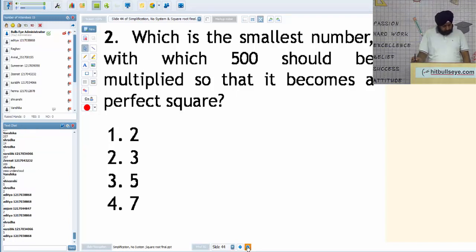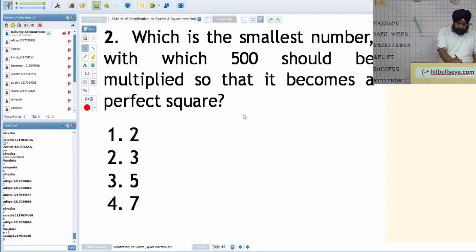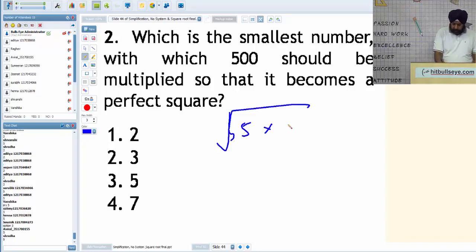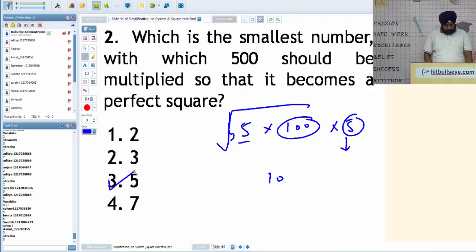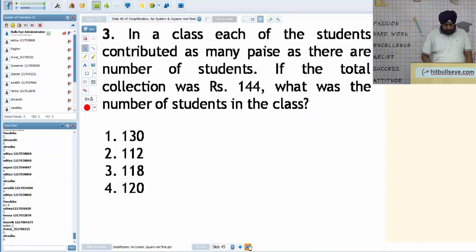Okay. Shivanshi. Yes. Aditya, it's 5. So 500 can be written as 5 into 100. 100, you know, is a perfect square. It's 10. So you need one more 5 in order to make it a perfect square. So the answer is the third option. You should be very cautious. There are a lot of silly mistakes in very simple questions.